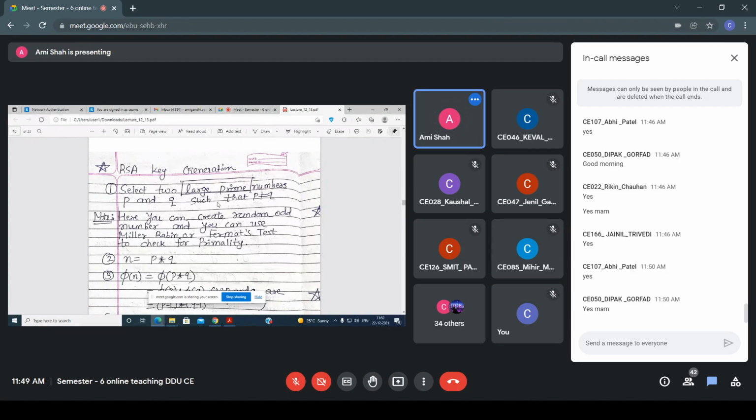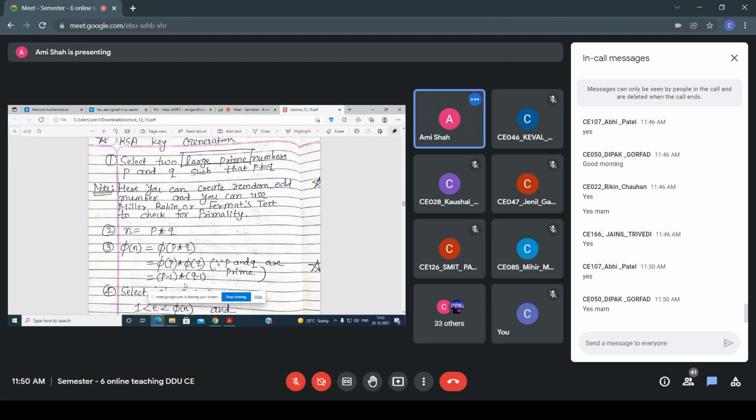Now, see what the second step of the key generation algorithm is. Initially you have taken large prime numbers p and q. Then you have to perform n equals p into q. The next step is phi n, that is equal to phi of p cross q. Instead of that, all of you know that you can write phi p into phi q. And see Euler's rule that I've already explained: if p is a prime, then instead of phi p I can write p minus 1, and instead of phi q I can write q minus 1, right?